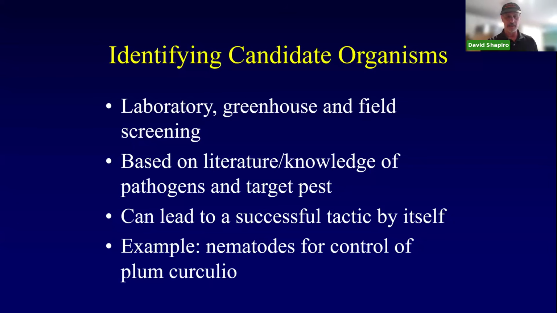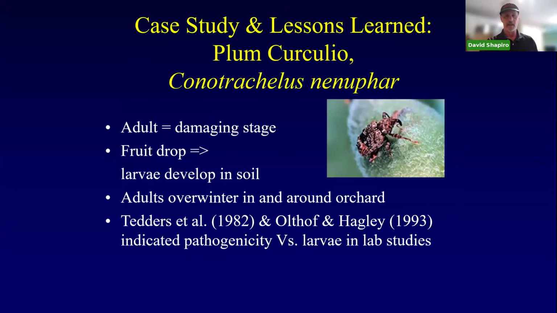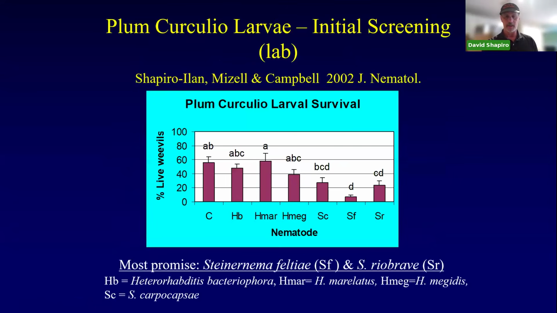Identifying the candidate may lead to success all by itself, but sometimes you need to go further than that. Let's look at the example of plum curculio. Plum curculio is a major pest in the U.S. of stone fruits and pome fruits, so apples, pears, peaches, plums. The adult insect attacks the crop directly, larvae drop to the soil, and then the adults overwinter in and around the orchard. Early pathogenicity of nematodes was found in the larvae, so we decided to screen a wide variety of nematodes, most of these commercially available, for which one's going to be the best.